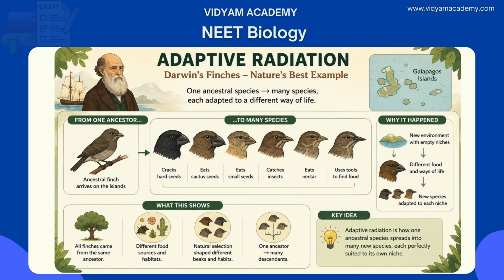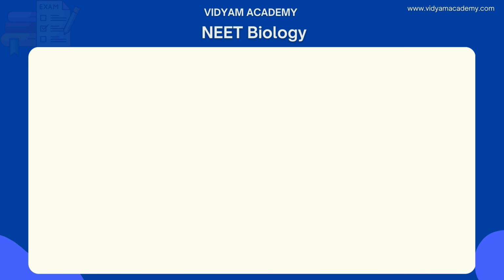This is not convergent evolution. That's what option A describes. It is divergent radiation from one ancestor. The key conditions were new environment, empty niches, and absence of competitors. That's why option D is the right answer for this question. Let's move to question number 4.